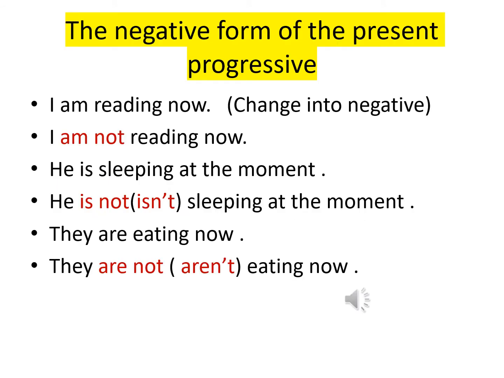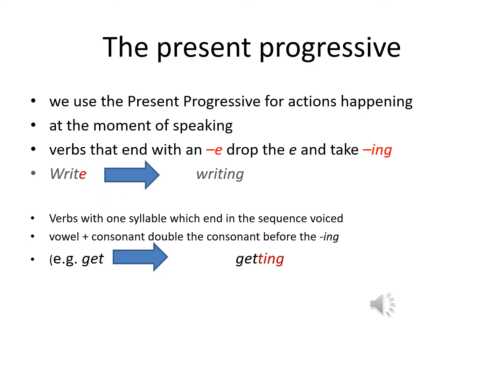The negative form of the present progressive. I am reading now. Change into negative. I am not reading now. He is sleeping at the moment. He isn't sleeping at the moment. Isn't stands for is not. They are eating now. They are not eating now. They aren't eating now. Aren't stands for are not. We use the present progressive for actions happening at the moment of speaking.